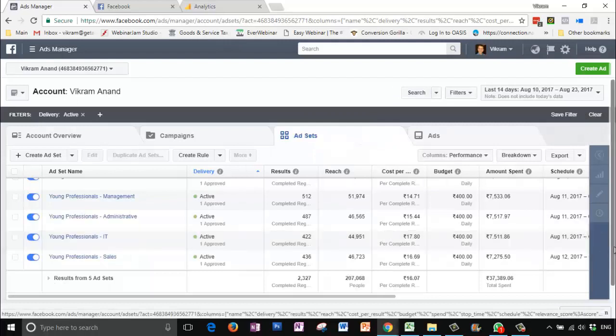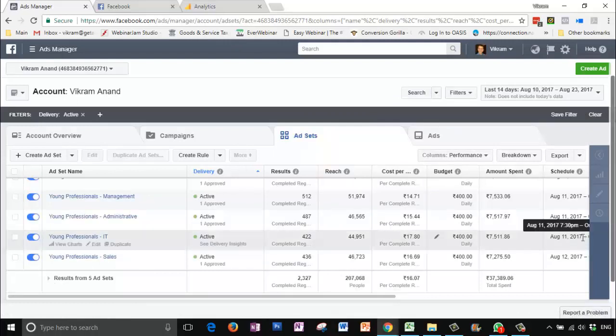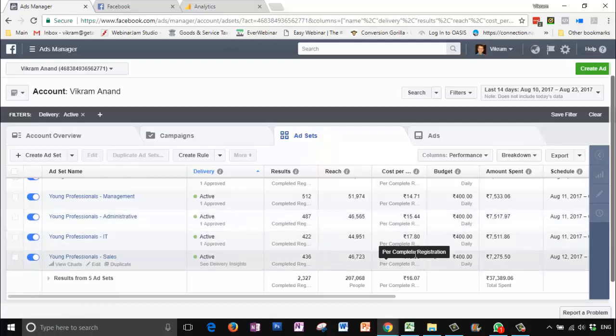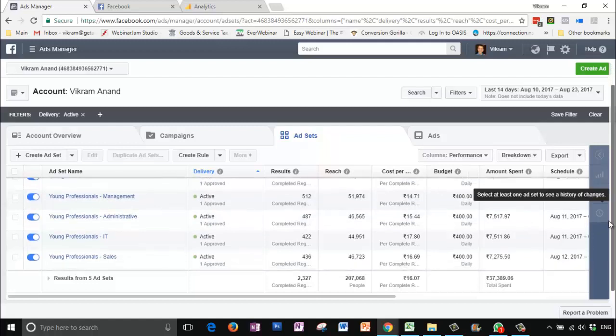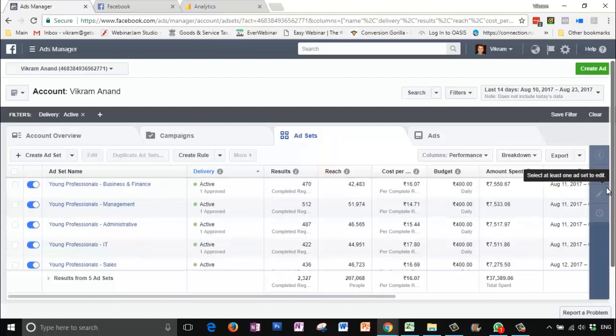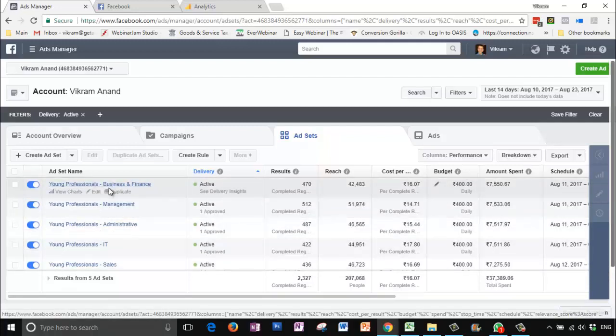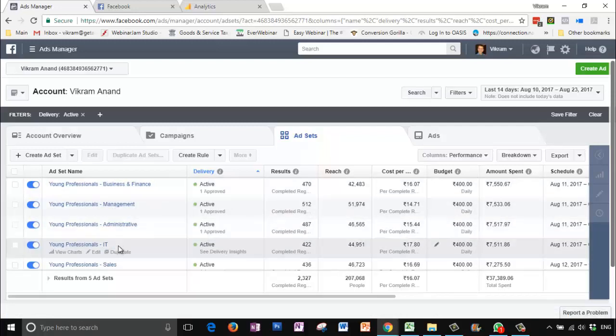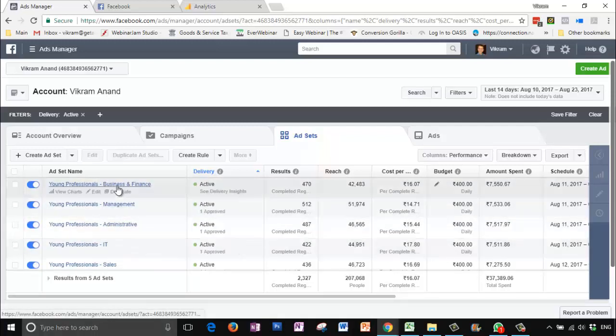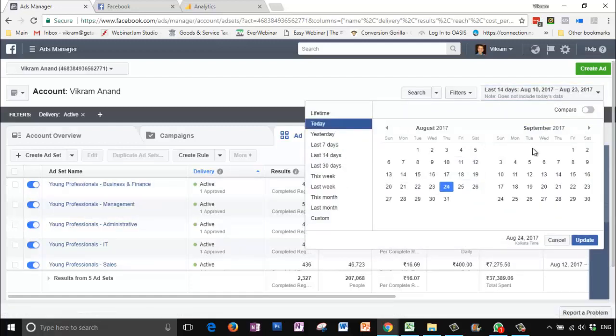And now I can see data which is normalized to an extent. And what I'm seeing is that by and large, there is no significant difference. It's all in the 15, 16, 14 rupee per registration. So there's no significant difference if I split my audience by ad set along the lines of the kind of work they're doing. So IT managers register roughly at the same rate as, for example, people in business and finance. So going forward, I may remove these ad sets and have one consolidated ad set. So let's go back and look at today, look at data for today.